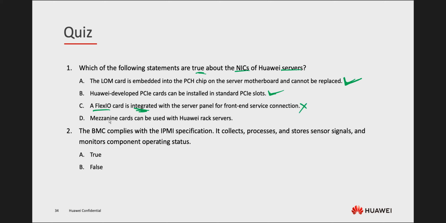And then the mezzanine card, which is that other card, can be used with Huawei rack services. That's also wrong. They're catching you out here. You need to know your 3 different server types. So it's Huawei rack, you have Huawei blade, and you have a Huawei tower. So the answer here would have been blade. Then this would have been right. So it's wrong, right? Because that's a rack. That's not a blade. And so again, that is basically how they would treat you in certain questions.